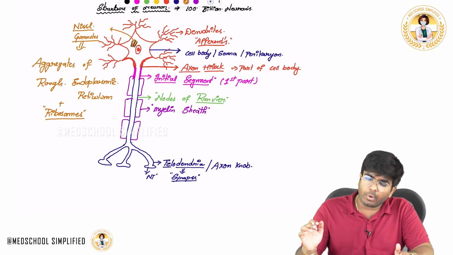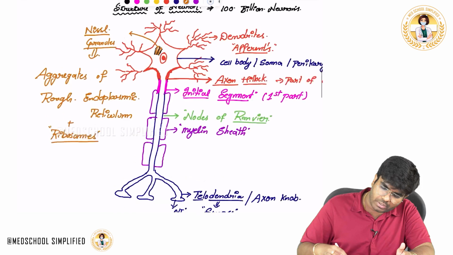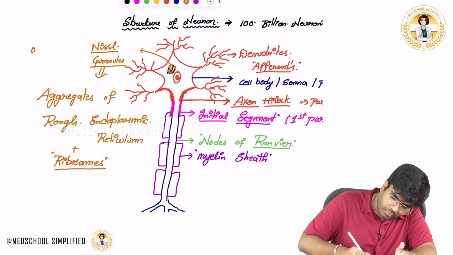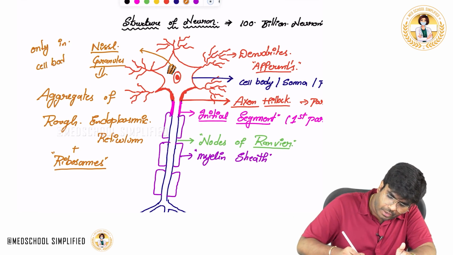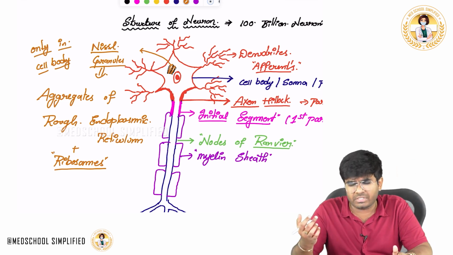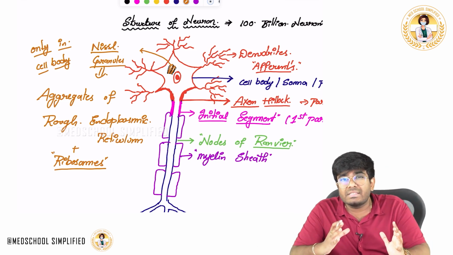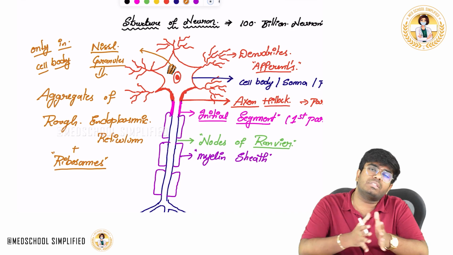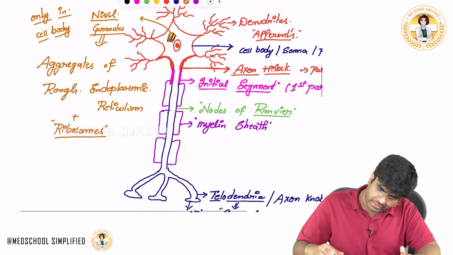What are some important points which you should know for your exams is, these Nissl granules are only present in the cell body or soma. They are never present in the axon. Now, when a neuron is dying because of a stroke or some other reason, ischemia, these granules will undergo dissolution, they will separate. Okay, so this process is called chromatolysis.